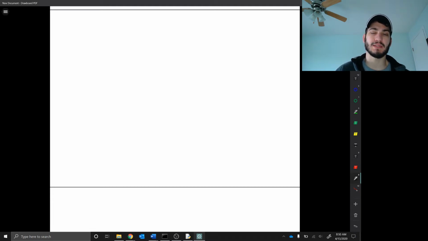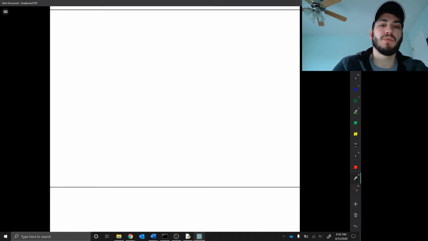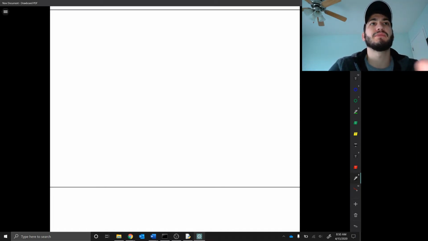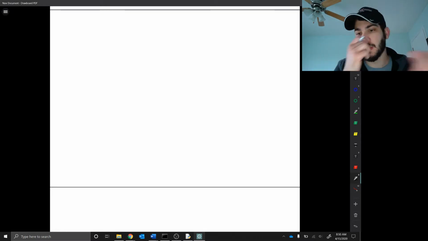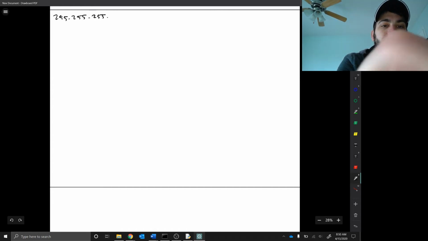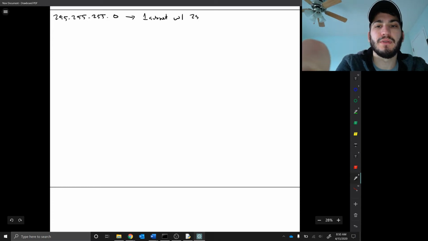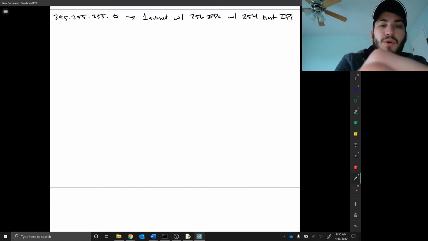Today we're going to go over one last thing about subnetting, and that is, how does a subnet work when it's not a 255.255.255 dot something. So if we have a 255.255.255.0, this is one subnet with 256 IPs in it, with 254 host IPs, right? And I'm going to walk through this again.